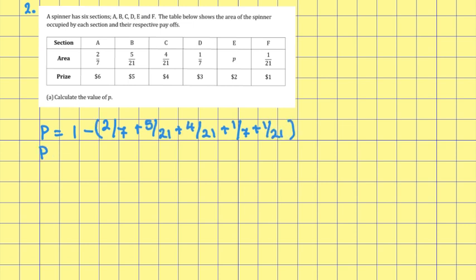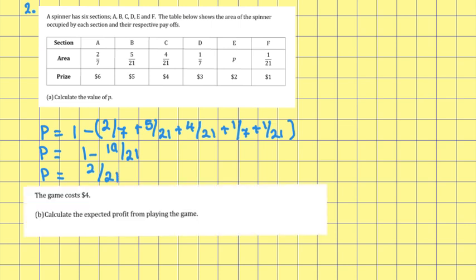So P is equal to 1 minus 19/21. So P is equal to 2/21. The game costs $4. B. Calculate the expected profit for playing the game.